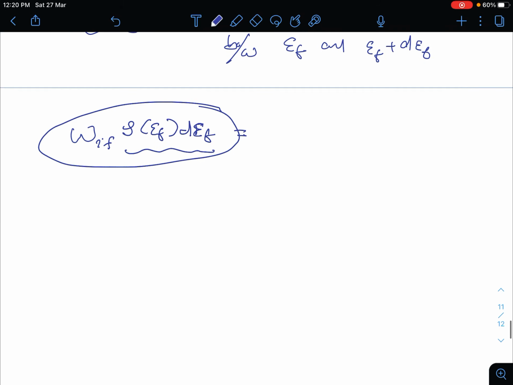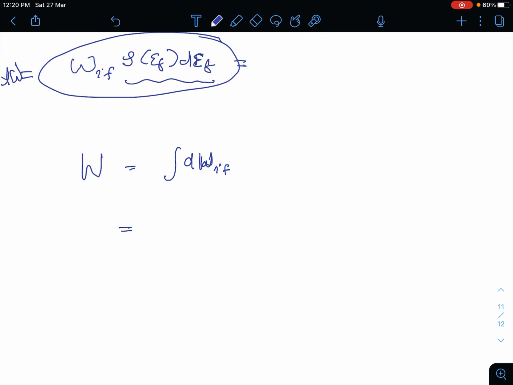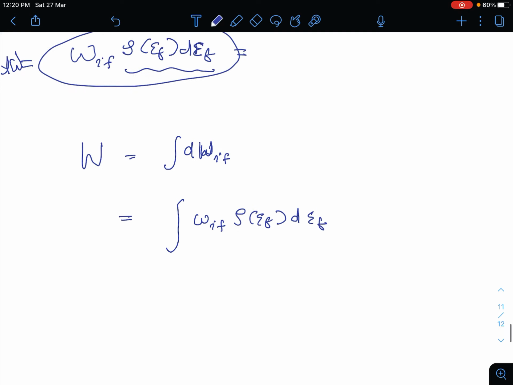Clear? Now what would be the total transition probability? So that I am calling W, let us say. So that is the integral of d omega IF. Okay, no, I'll be calling this dW, so let us say this is dWIF. Otherwise there is a possibility of confusion with omega earlier. So now what I can write is simply omega IF into rho EF into dEF. Clear?